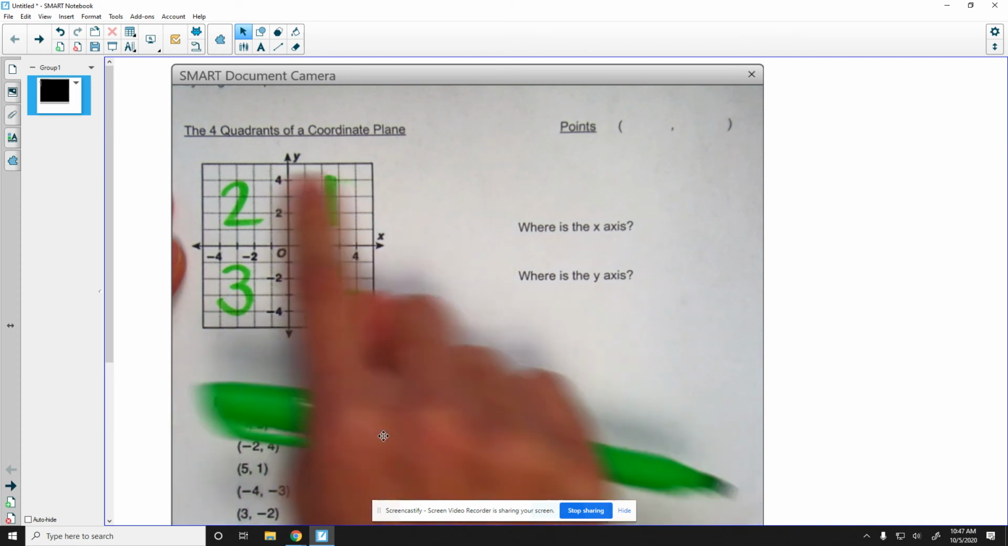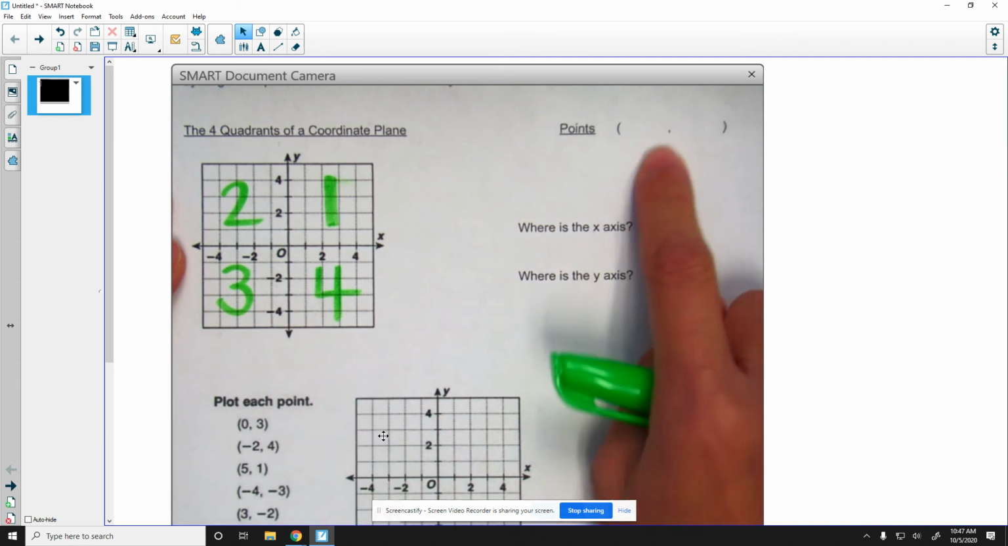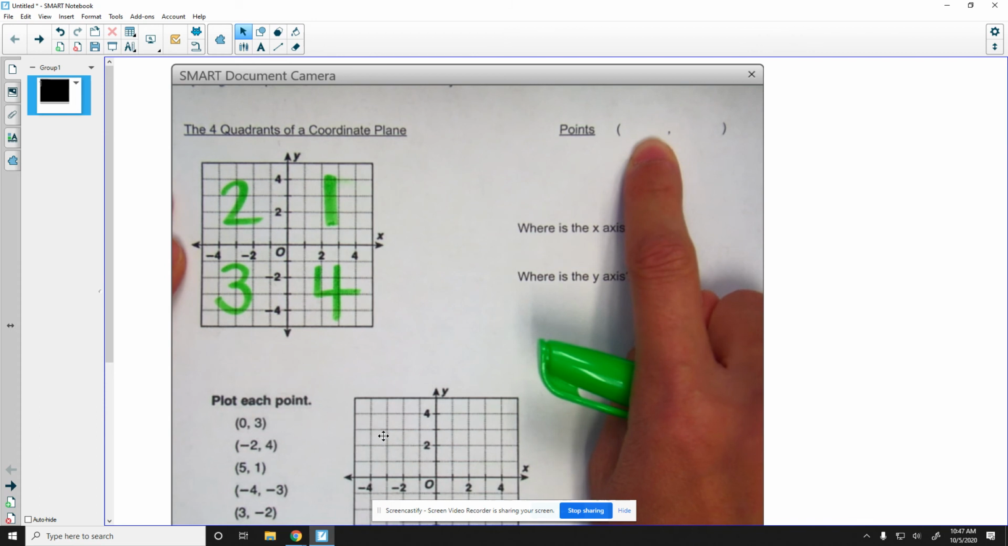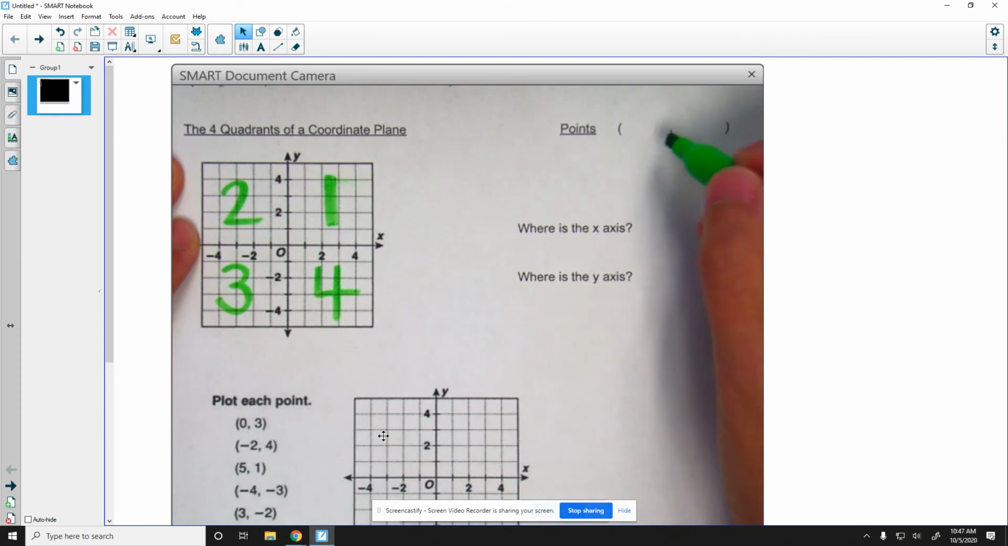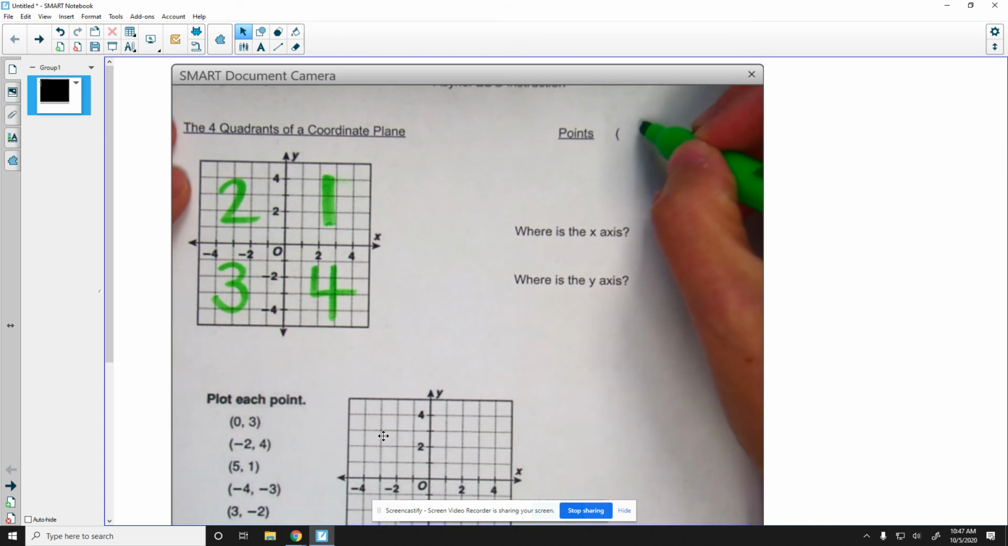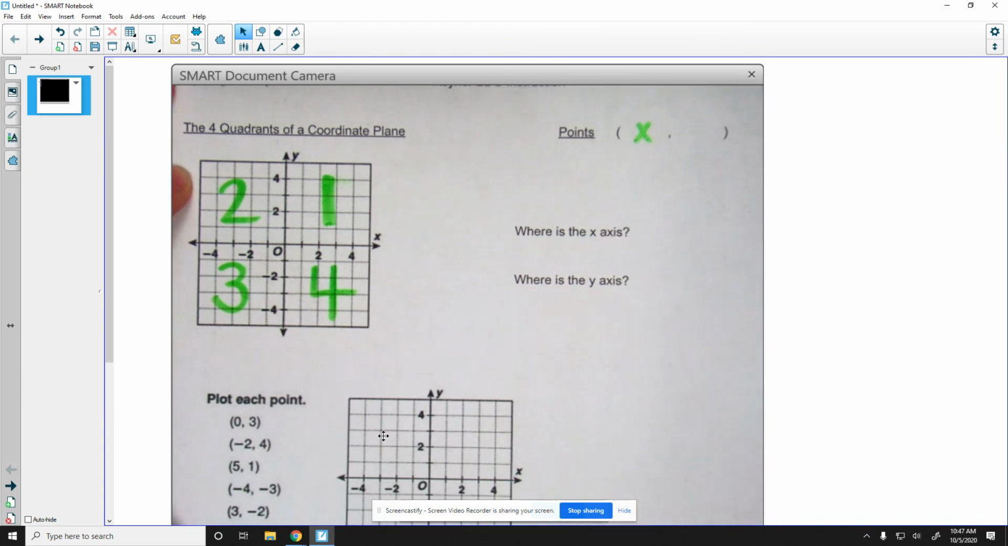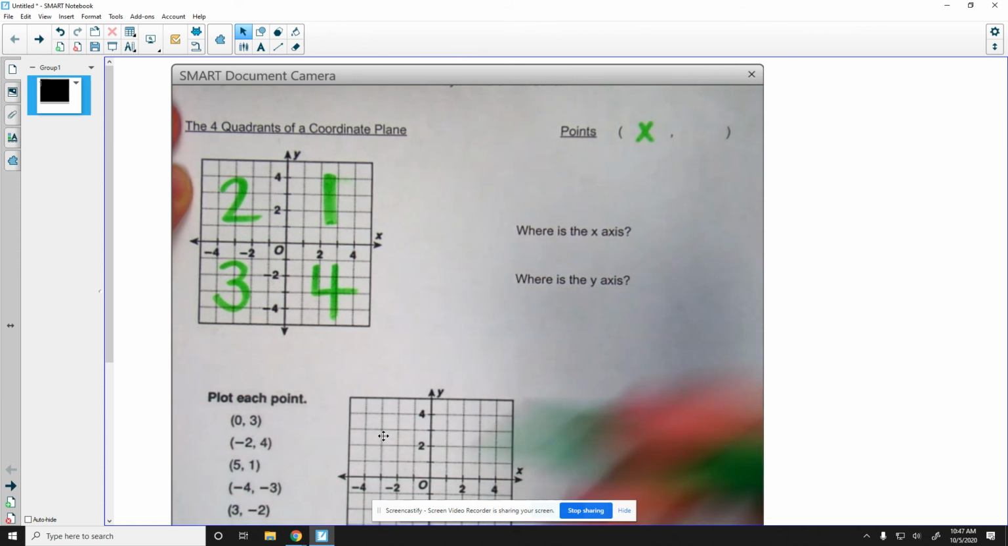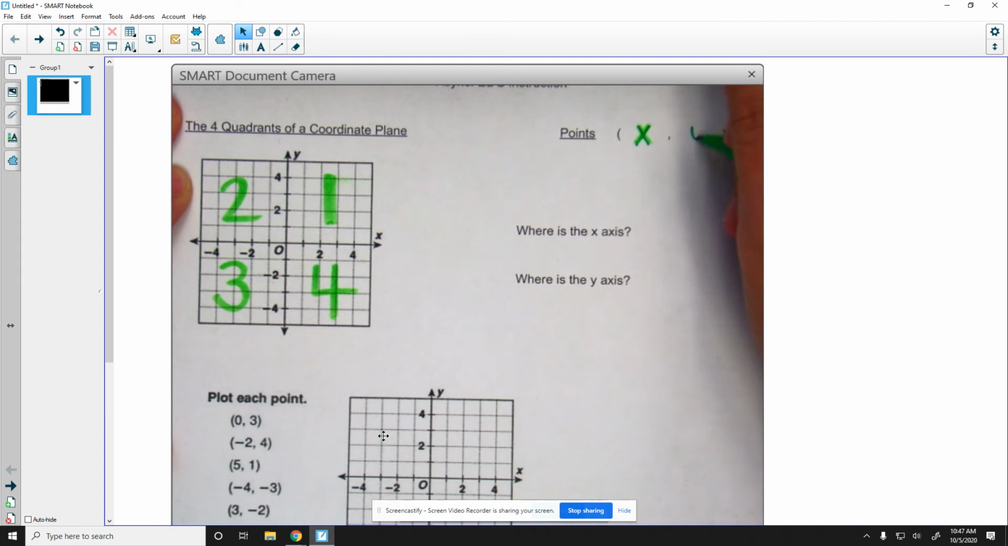Okay? Now, these quadrants allow us to plot points. When I have a point, my point is always some number, comma, some number. And the numbers are correlated like this. My first number is always my x, and my second number is always the y.